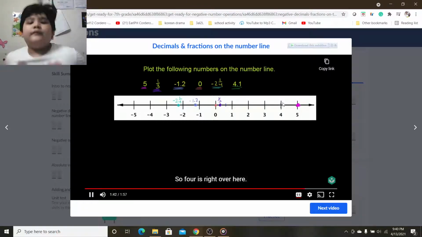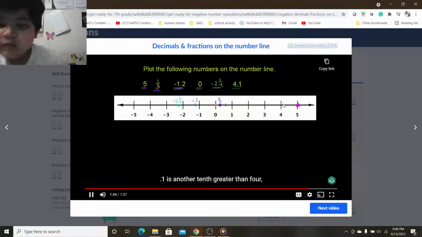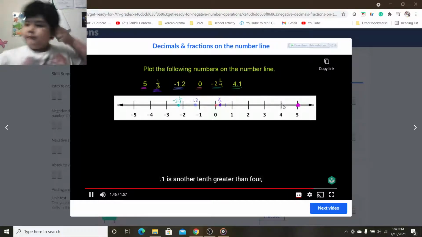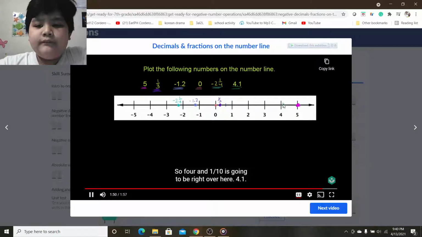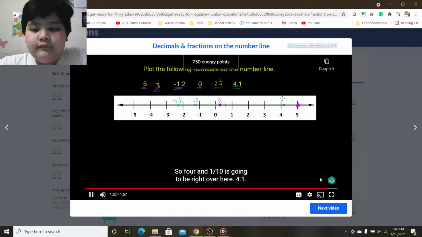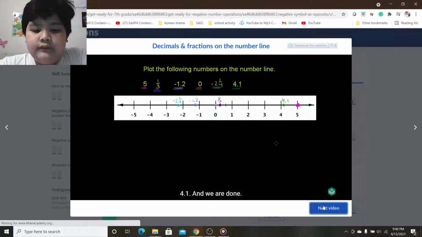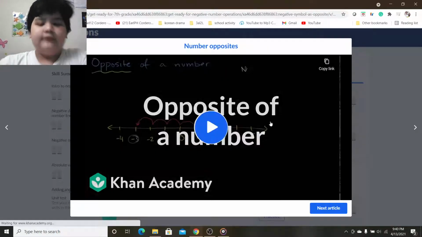4.1. So 4 is right over here. 0.1 is another tenth greater than 4, another tenth on the way to 5. 4 and 1/10 is going to be right over here. 4.1. Yeah, that's fine. Number opposites.